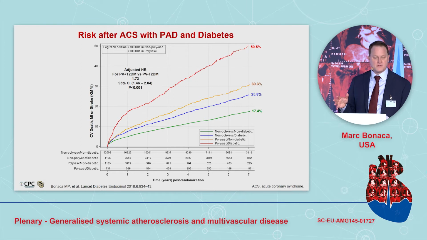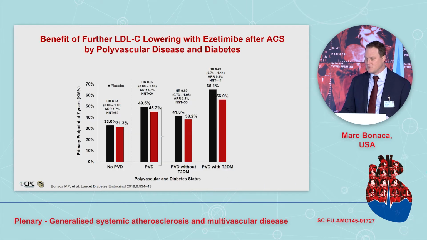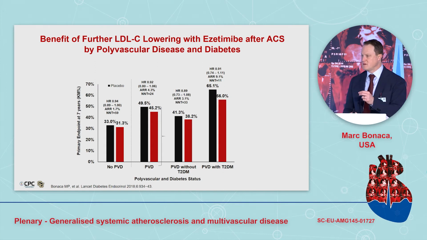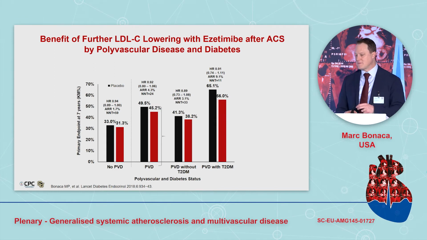And the overlap of the two, which is quite common, can result in an event rate of about 50% at 7 years, a very high risk phenotype. So it matters not only in identifying risk, but then by nature of that risk, those patients, even if they have the same relative risk reduction with therapies, derive a greater absolute benefit.